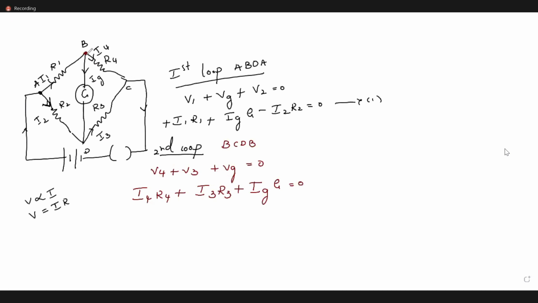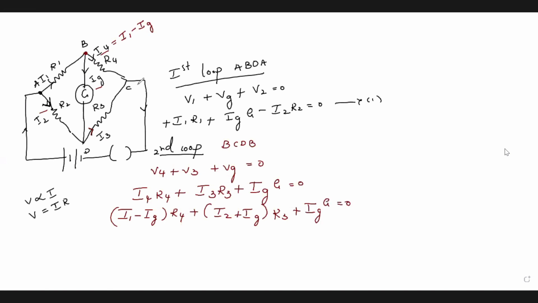You can observe here, you are getting the current I4 from I1 and you are losing IG. So I can write I4 is equal to I1 minus IG. Is it clear? So then let me write I1 minus IG into R4. Plus I3: you can observe here, you're getting the current from IG as well as I2. So let me write it as I2 plus IG into R3 plus IG into capital G is equal to 0.